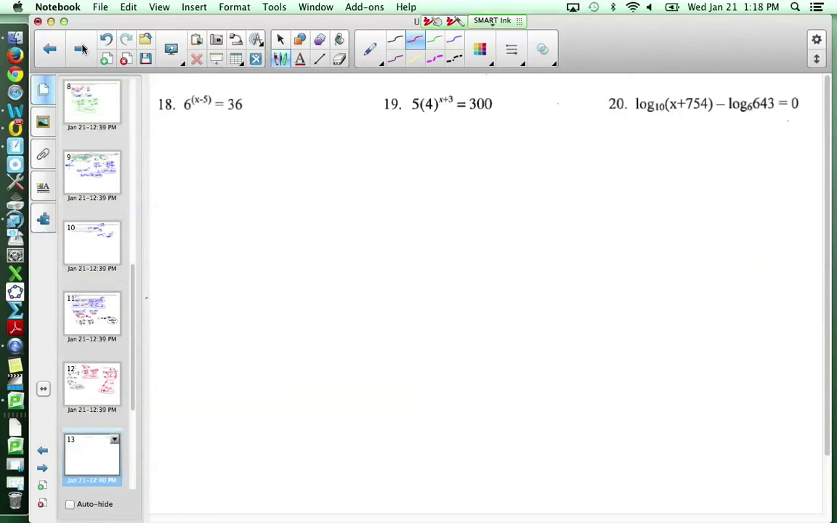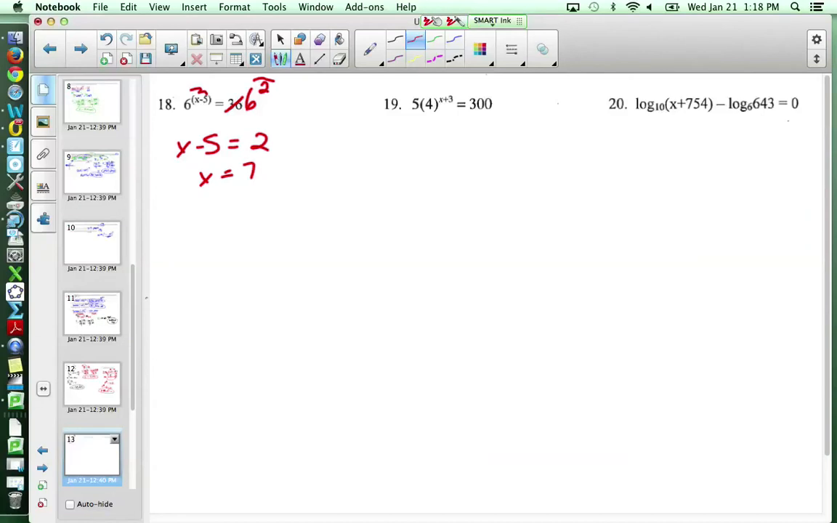Number 18. 6 to the x minus 5 power equals 36. There's a couple different ways that we can go about doing this one. One's relatively easy if you notice it, and the other can be harder if you don't notice it. So first, 6 to the x minus 5 equals 36. 36 is 6 squared. So if we have 6 to the x minus 5 equals 6 squared, those exponents have to equal each other. So that x minus 5 has to equal 2, which means we get an x value of 7.